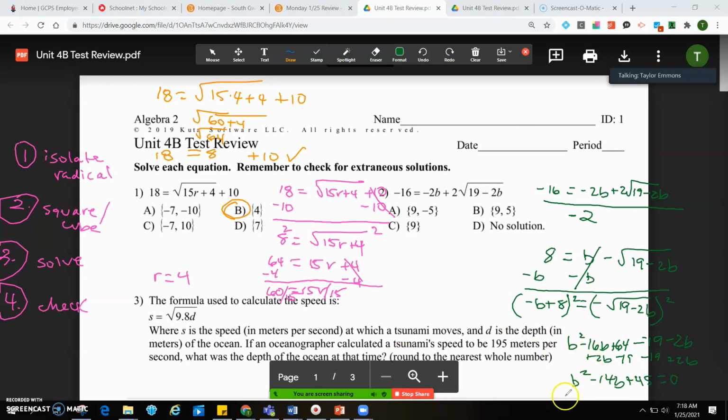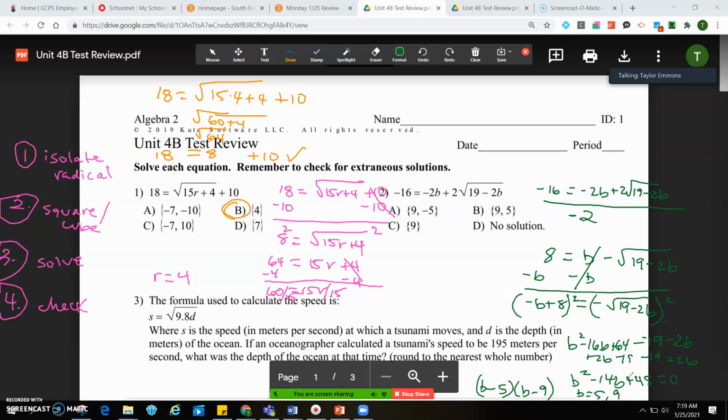Okay, so we've got b squared minus 14b plus 45. So if we factor this, or if you put this into your graphing calculator and you check where it crosses the x-axis, this is going to give you b minus 5 and b minus 9. So that's going to give you positive 5 and positive 9.